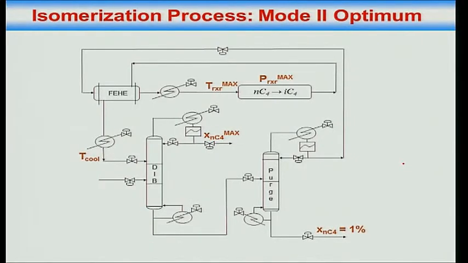Mode 2, I want to maximize throughput. Then what do we do? Mode 1 constraints will anyway be active. Of course, now the throughput is no longer fixed. It's a degree of freedom that will be optimized. So 1, 2, 3, 4, 5 constraints are active, plus these 3 constraints become active.